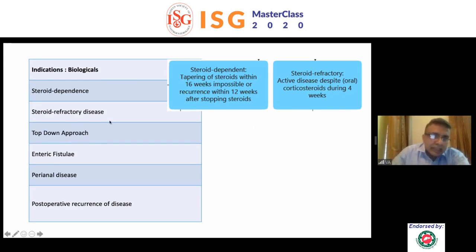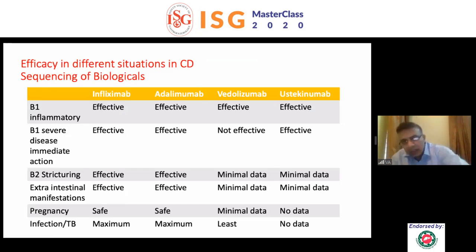So any disease which is not responding to steroids, or as we discussed, a top-down approach, fistulizing disease, post-operative recurrence of disease. These are all indications of biologics. Sequencing of biologics. This is again a very, very interesting slide, and I would like all of you to go over it carefully because all these agents are also coming up. So let us look at what the data is. If you have B1 inflammatory disease, we find that infliximab and adalimumab, which are TNF inhibitors, vedolizumab, a lymphocyte trafficking inhibitor, and ustekinumab, an IL-12, IL-23 inhibitor, are all effective. Yet there's a caveat here.